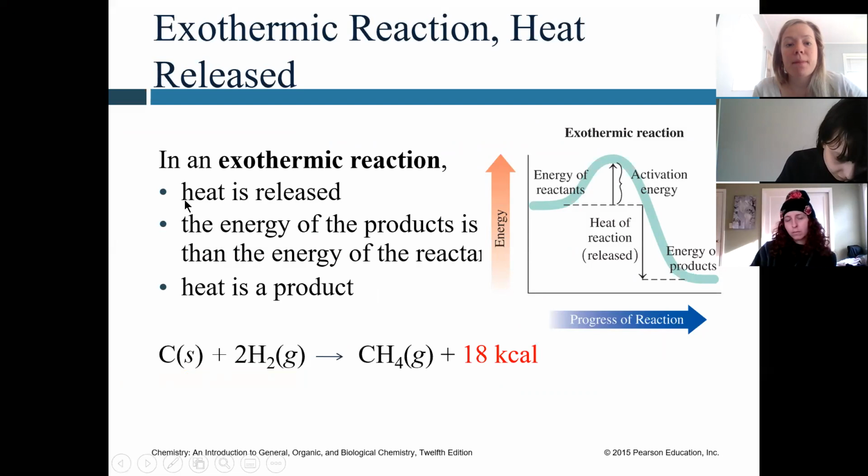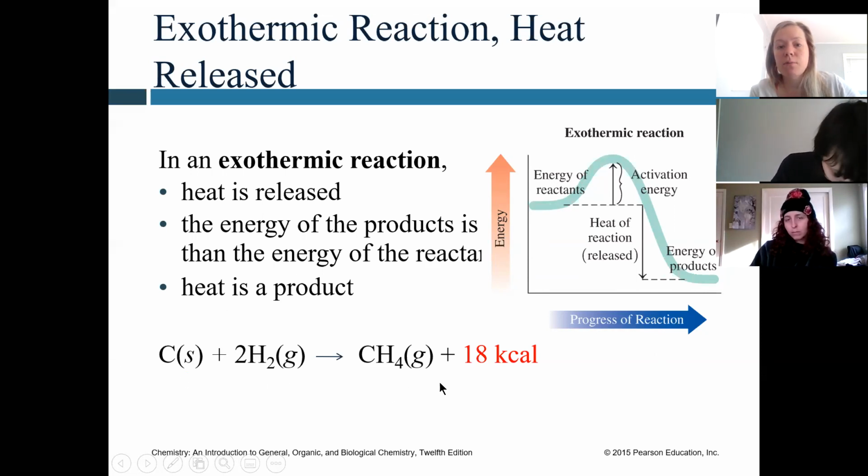So in an exothermic reaction, heat is released, so you would feel it get warm to the touch. The energy of the products is less than the energy of the reactants. So you start with something that has a high energy, you move over the energy of activation, and then when you get to your products, they're actually a lower energy and heat would be produced.